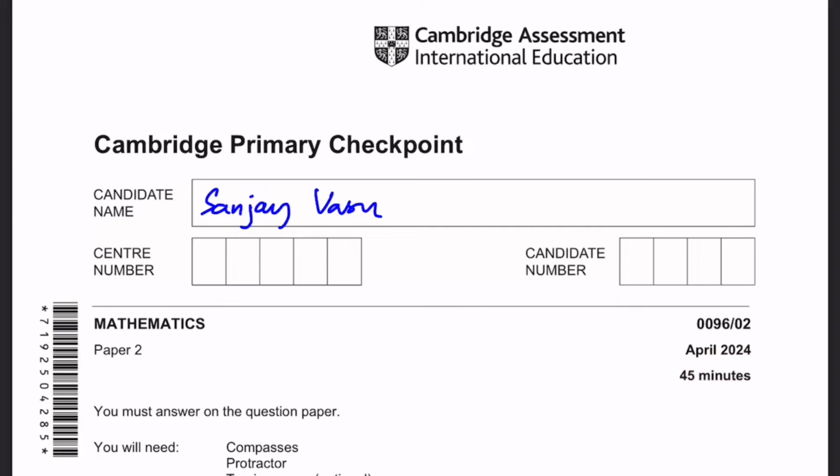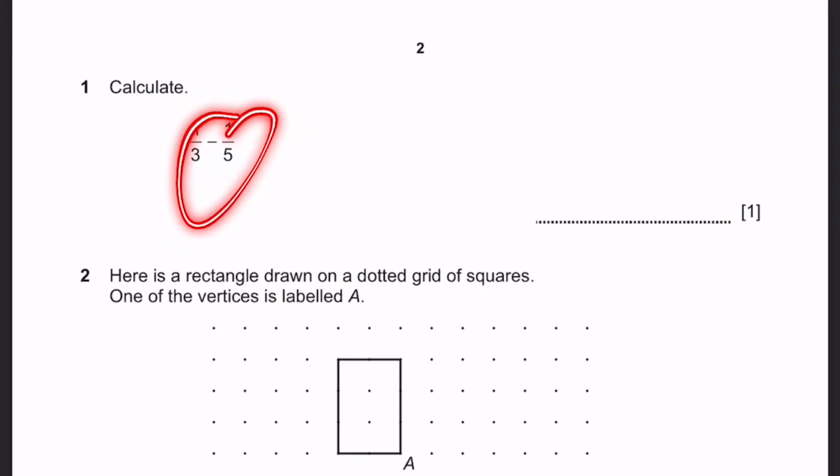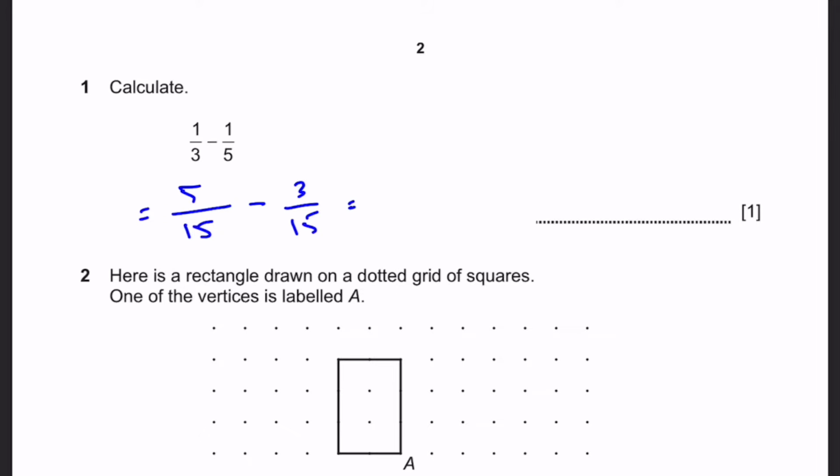Let's start. Question 1. Calculate 1/3 minus 1/5. Let's make the denominator the same by multiplying across. So that'll be 5/15 minus 3/15, which makes 2/15. That's our answer.